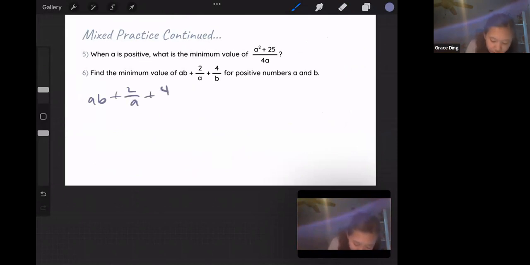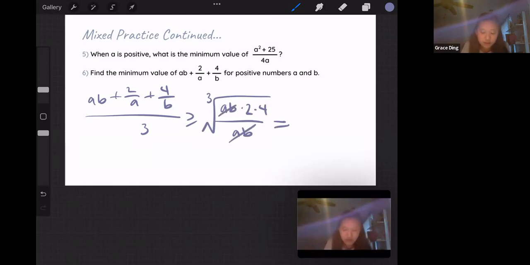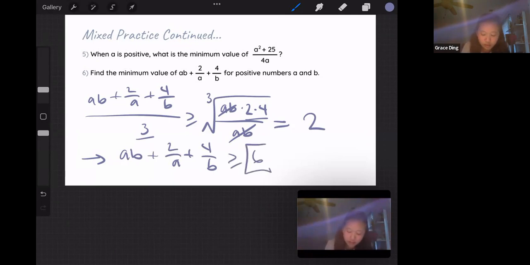So you just use them as your three terms, and you just multiply them. So we're going to have AB times 2 times 4 times that. And then these will cross out, and then this will be just 8. So 8 cubed is 2. So now we just carry over this denominator, and it'll be 3 times 2, which is 6. So the minimum value is 6.